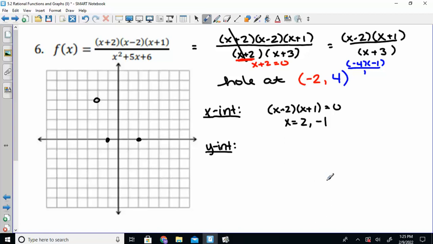How do we find a y-intercept? 0 for all of our x's. So we get -2 times 1 divided by 3, so -2/3. So that's where we hit the y-axis.